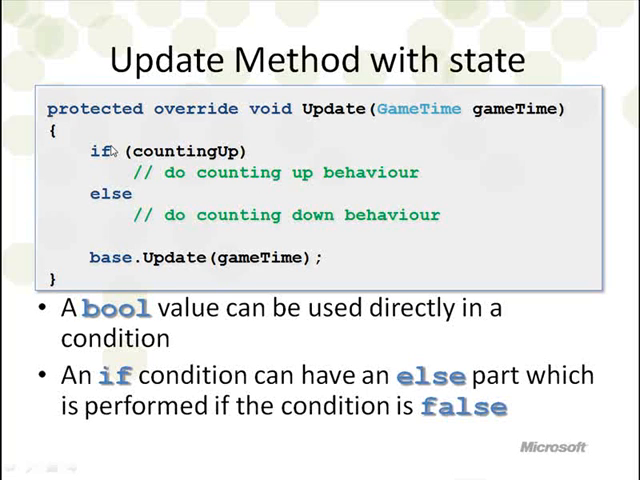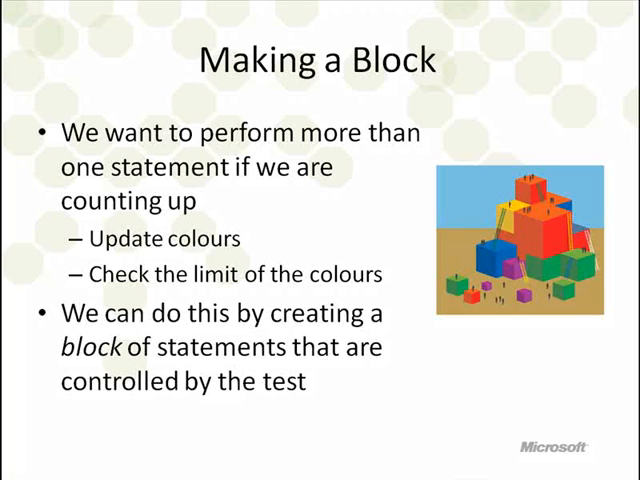Okay, so ifs can make decisions, we've seen that. They can also have an else bit, which is the bit that marks a statement which is performed if the condition fails. Okay, so if we're counting up, we do that bit, else we do that bit. Simple, you see, no worries at all there, all very nice. Okay, now snag is, I might want to do more than one thing if I'm counting up.